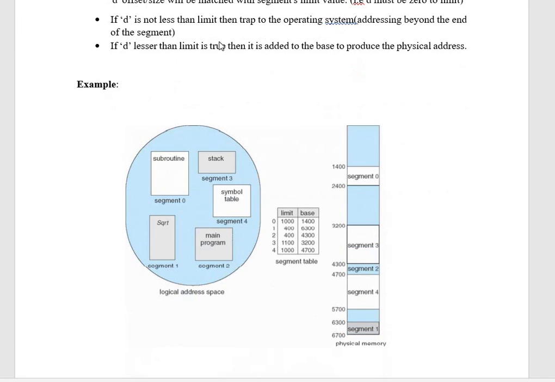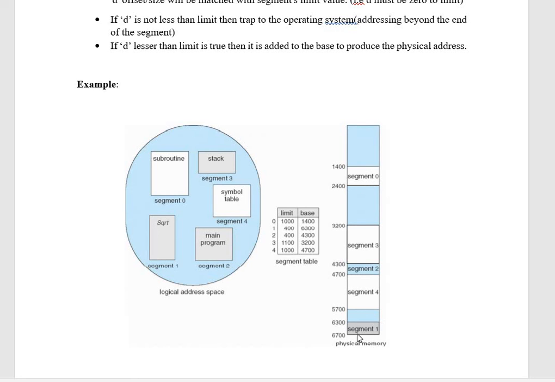Here we have a small example which illustrates segmentation and its allocation on the physical memory. We have one complete program that has been divided into multiple segments of different sizes, and we have denoted them with segment numbers, from 0 to 4: segment 0, 1, 2, 3, 4. And here we have the memory representation for the segments. I have fit segment 0 from address 1400 to 2400, depending on the length of this segment.